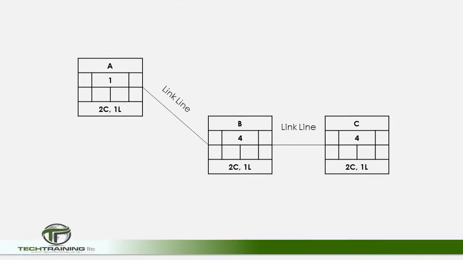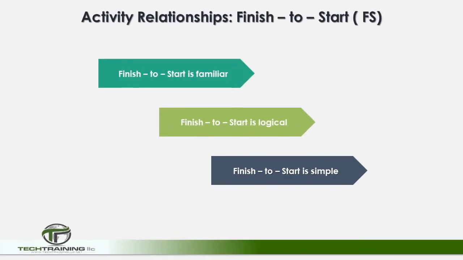This also means that in this case, the link line represents a finish-to-start relationship between the activities. In other words, B cannot start until activity A is finished, activity C cannot begin until activity B is finished, and so on. The finish-to-start relationship is the relationship that most of us are familiar with. It is logical and therefore makes sense in the industry of construction.